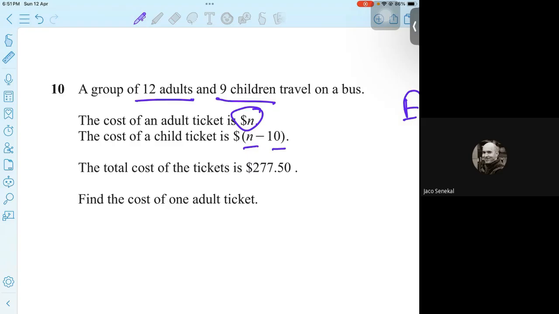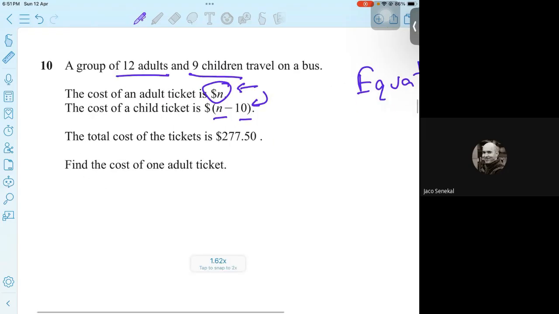So the cost for the child's ticket is simply whatever I had to pay for the adult ticket and a $10 discount on that. Okay. The total cost of the tickets is 277.5. So the scenario is basically I have 12 adults who paid $N. I have 9 children who paid N minus $10. And in total, all 21 of them paid a total of 277.5.